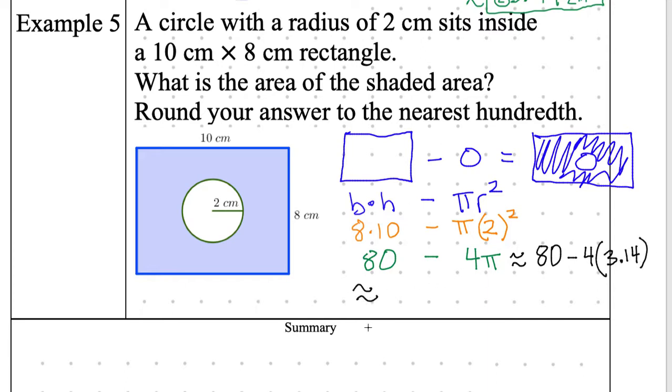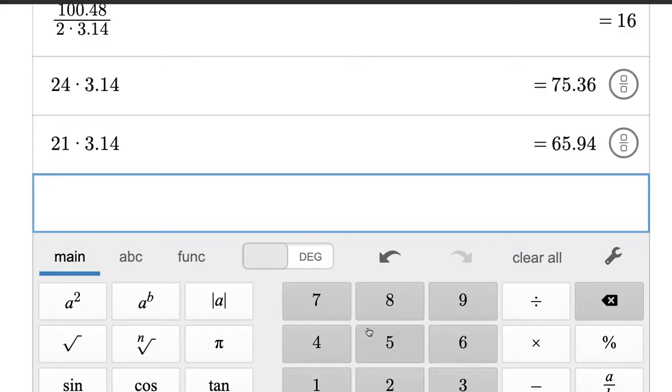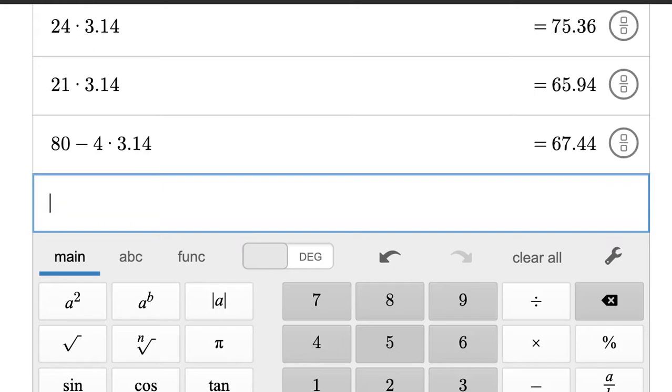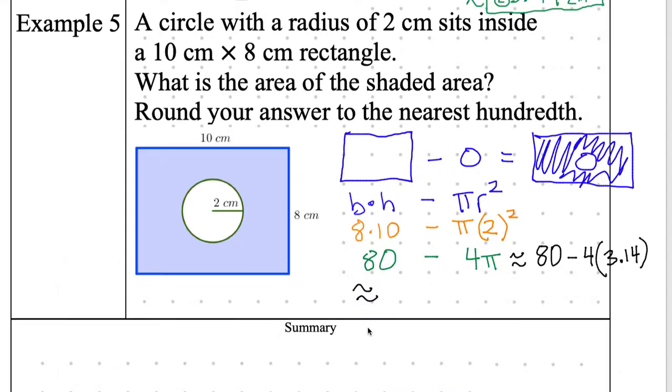Thank you, Andres. I'll leave this up there for another 10 seconds, and then I'm going to switch over to my calculator and show you guys how to do this. It's going to be 80 minus 4 times 3.14. Order of operations are still good, and our answer is 67.44. Quiet raised hand. What are our units?